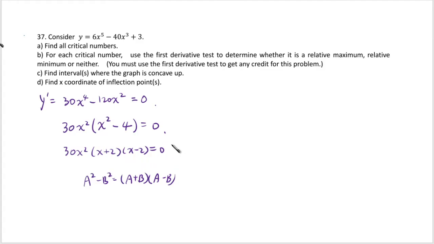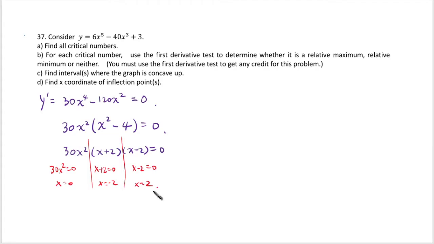Once I have this, then I have the critical numbers, which make each of these factors equal to 0. So 30x squared is equal to 0 when x is 0, right? x plus 2 is equal to 0 when x is -2. x minus 2 is 0 when x is equal to 2. So you have 0, -2, and 2 as the critical numbers. So that's the answer to A. A is x equals 0, -2, and 2.